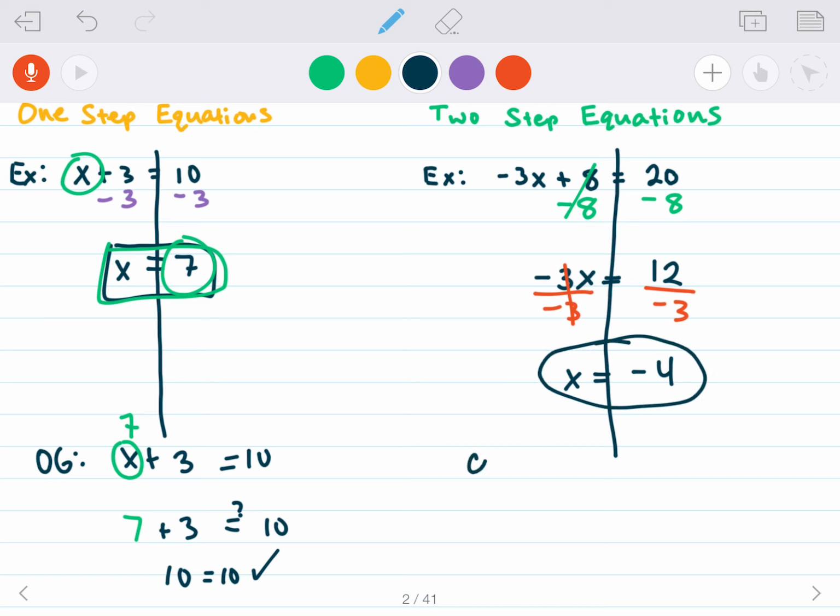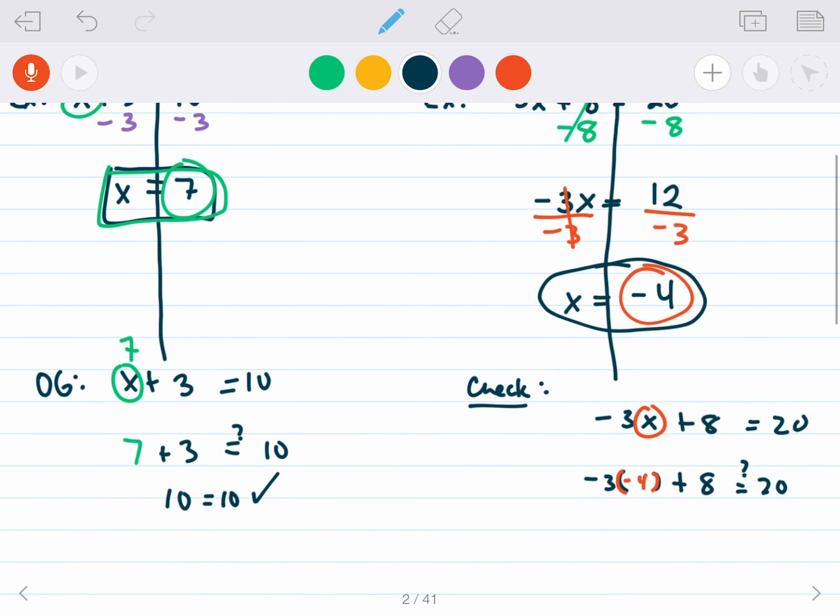We can always check. Again, any equation you solve, you can check by taking your original equation and plugging your answer into the variable. So is it true that negative 3 times negative 4 plus 8 equals 20? Is that true? Well, negative 3 times negative 4 is a positive 12. 12 plus 8 is indeed a positive 20. So it checks out. We did this correct.